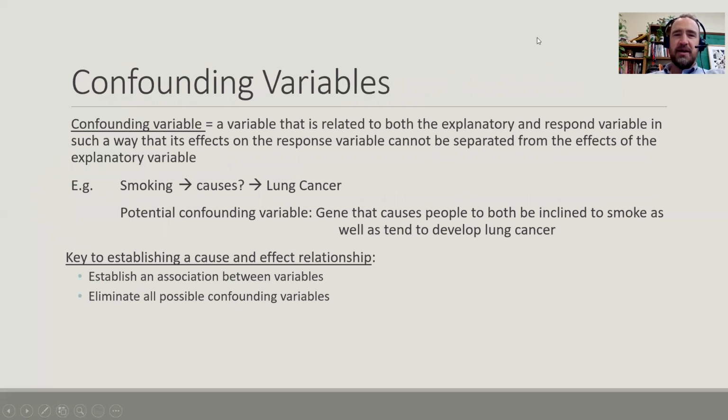Let's talk about this idea, confounding variables, and a little bit about the history of the relationship with these two variables. A confounding variable is a variable that is related both to the explanatory and response variable, in such a way that its effects on the response variable cannot be separated from the effects of the explanatory variable. So it's confounding in that con means together and founding the foundation. We have these two variables that together might be the foundation for the changes we're seeing in our response, and we can't really separate them and figure out which is which.